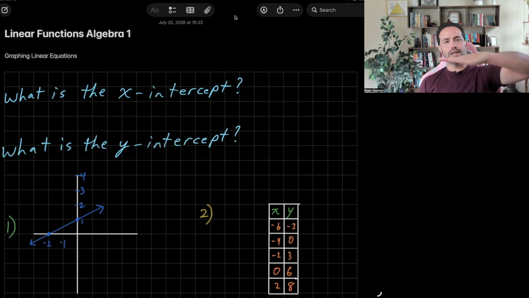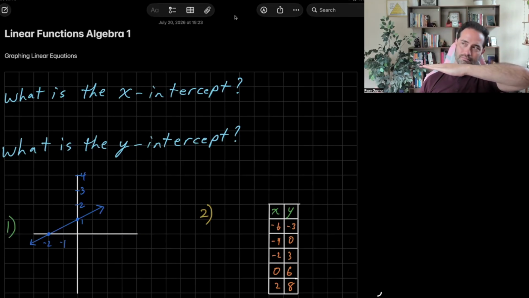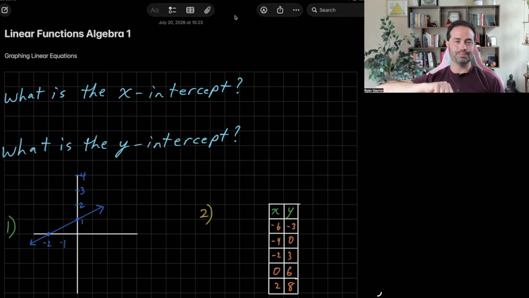X-intercept. If we have the x-axis, the line will intercept that axis at a certain point. To figure that out, we can do it visually if they give us a picture, or if they give us a table or an equation, we do it a slightly different way. The line is crossing the x-axis at a certain point, so I'm not moving up or down, which would mean that y will be 0.